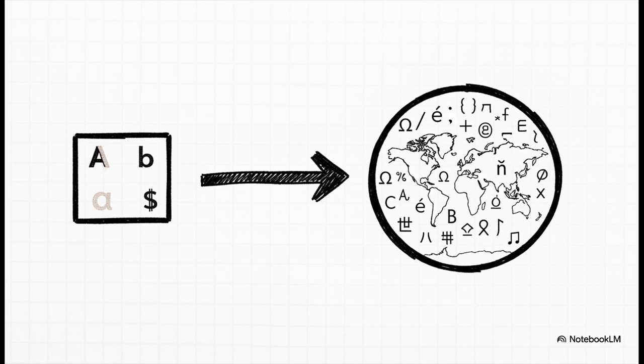Now, ASCII was a brilliant start, but it was pretty limited, mostly just for English characters. So today, most of our systems use something called Unicode. It works on the exact same principle, assigning numbers to characters, but it uses a much bigger set of numbers to represent symbols from pretty much every language on Earth.